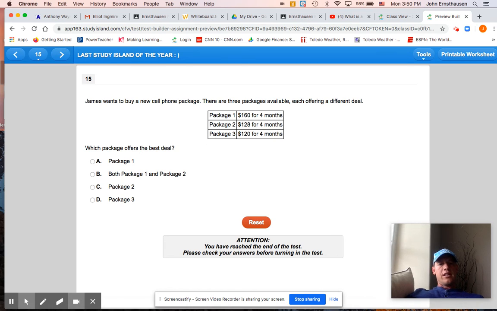And then finally, you're looking for the best deal. Remember, you take price over amount. And you can use a calculator for this one as well. And you're looking for the cheapest one, the best deal.